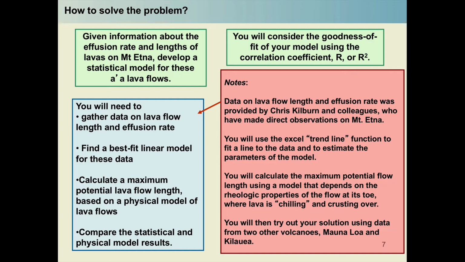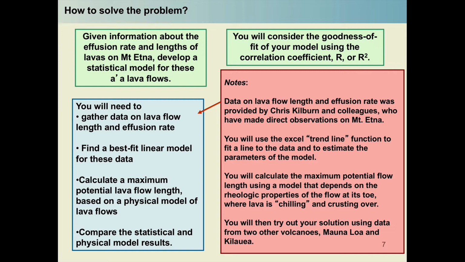And you're also going to try out your solution using data from two other volcanoes, Mauna Loa and Kilauea in Hawaii. I'm going to make a note here, and hopefully you will remember this for some of the questions in your module. Mauna Loa and Kilauea often don't produce solely aa lava. Sometimes it's pahoehoe. So consider the application of this model developed for aa lava flows to volcanoes that might have produced pahoehoe. There might be differences.